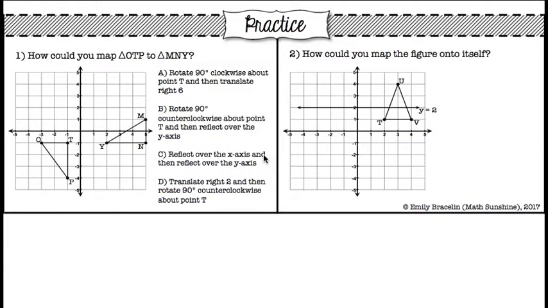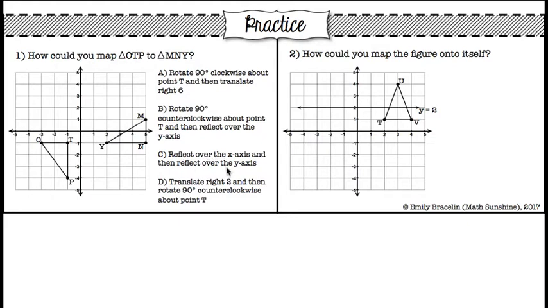Two practice questions. Practice question A, or 1, excuse me, you may want to pause the video and answer the question and then look at my response. Same thing with question 2. I'm going to go ahead and answer the question though. Practice 1 says, how could you map triangle OTP to triangle MNY? For me, I see that the figure has rotated around. It looks like it's not facing the same direction anymore.